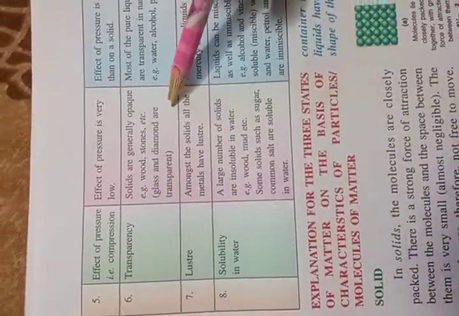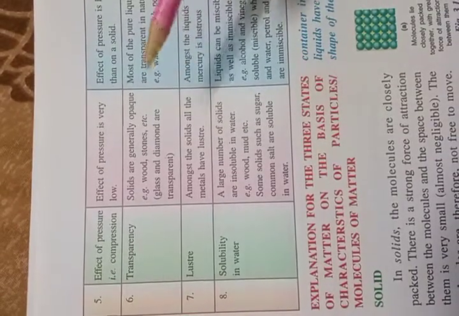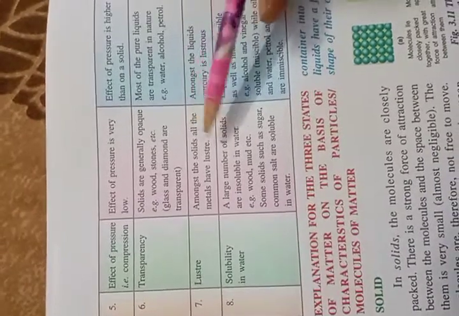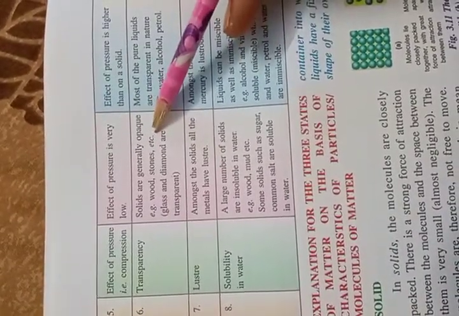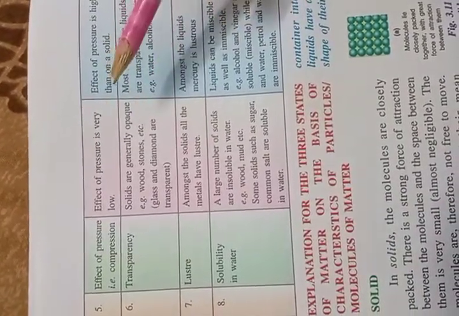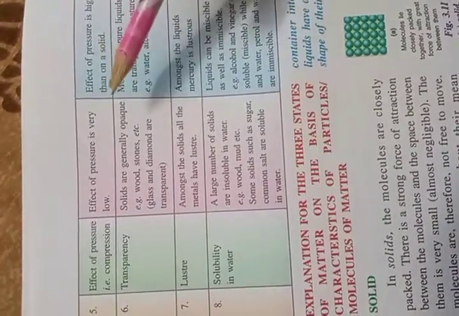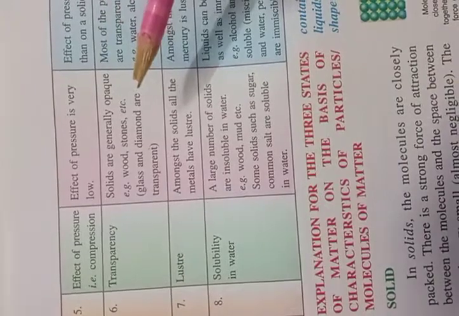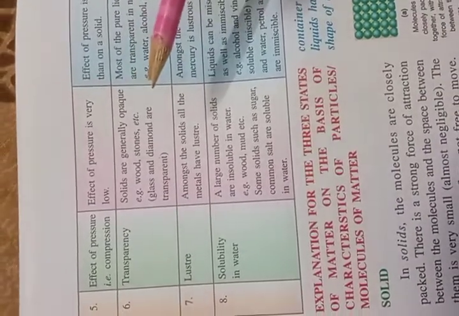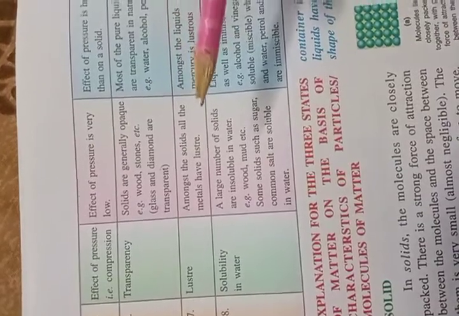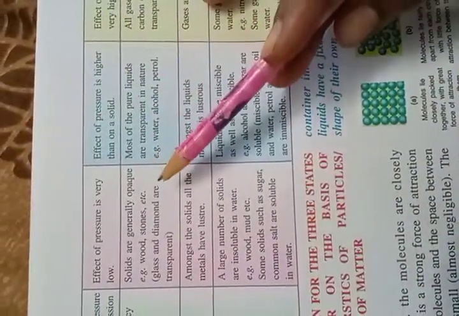Then 6, transparency. Transparency, okay, means whether we are able or unable to see through things. Solids are generally opaque. Solids कैसे रहते हैं? Opaque substances, like wood, stones. So is it possible to see through wood? No. Okay, that's why at our homes we have doors and windows. So solids are generally opaque.